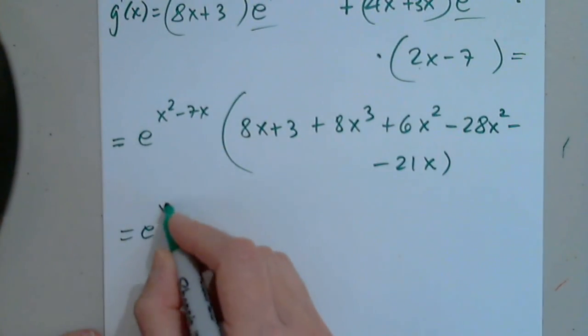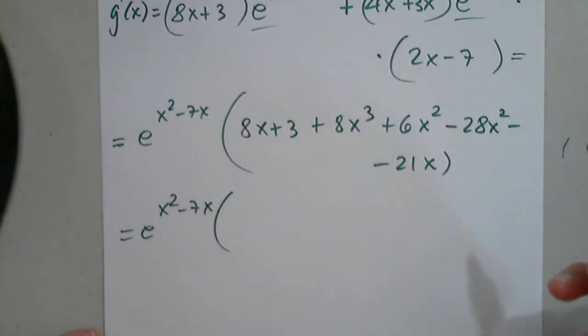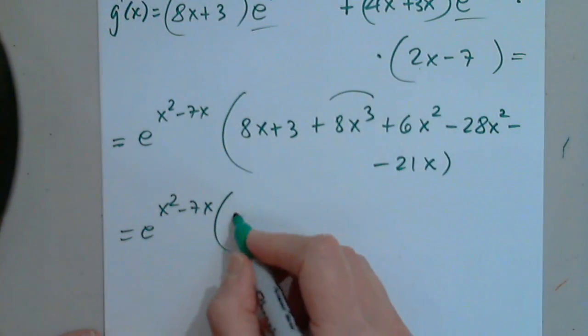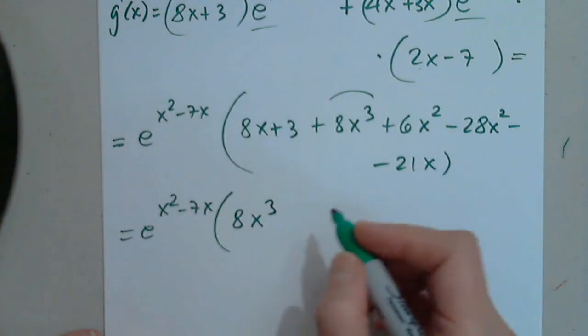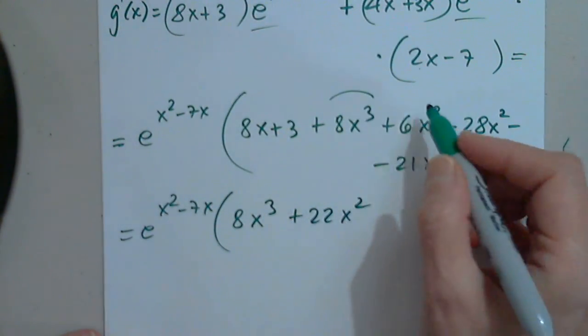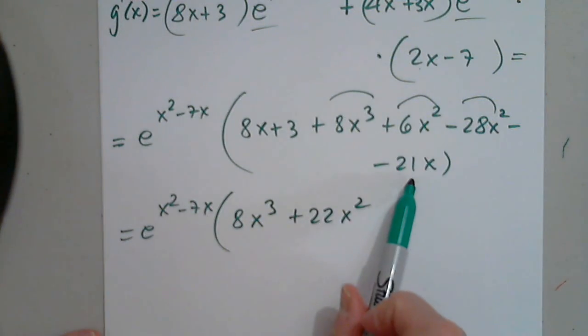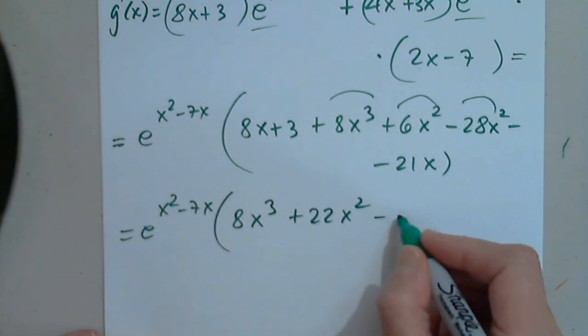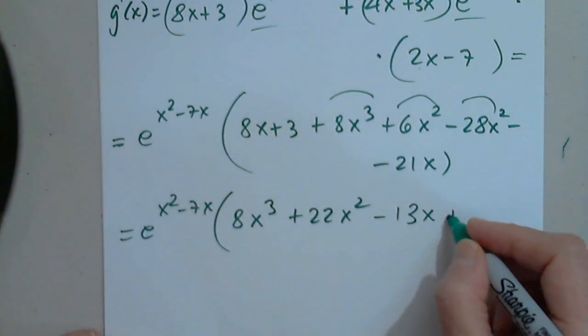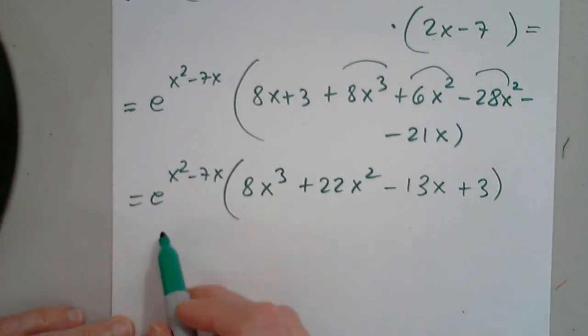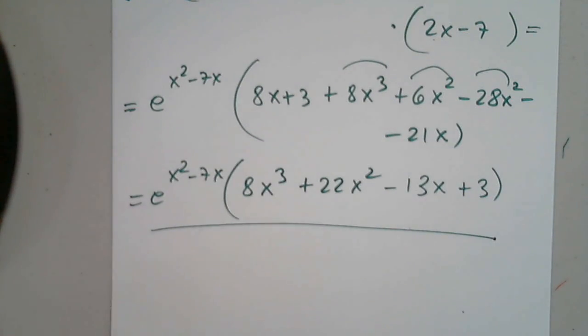So finally, e to x squared minus 7x. In descending order, this will be first. Here I have plus 22x squared, so these are done. And then negative 21 plus 8, which is negative 13, is it? And then plus 3. And this is final. We don't need to do anything else.